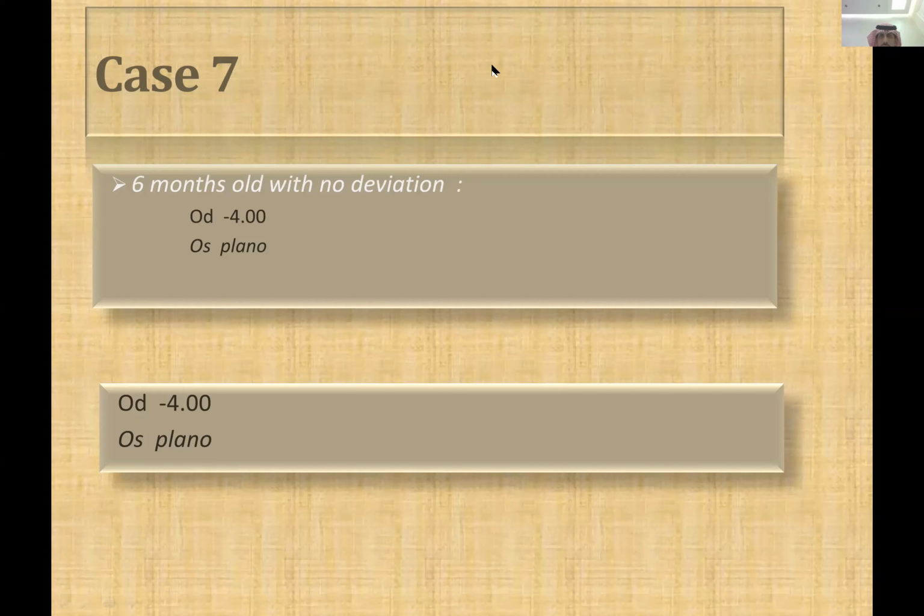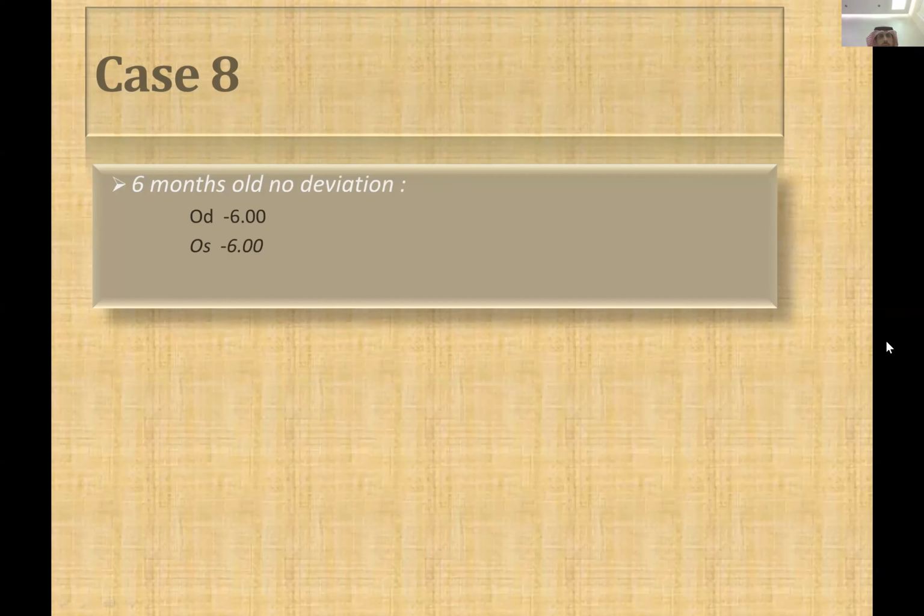Let's go to the next. We will open the floor for discussion, but let's go for the next case here. The same child, the same age, 6 months old with no deviation. He has bilateral myopia of -6. So what will we give?